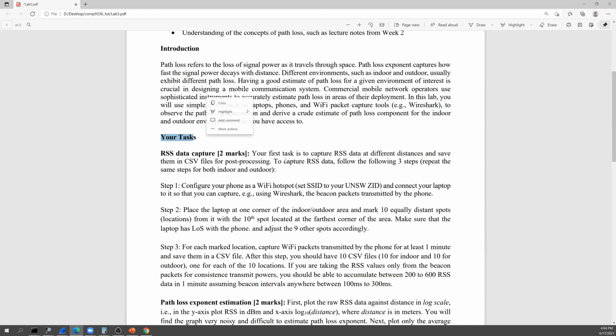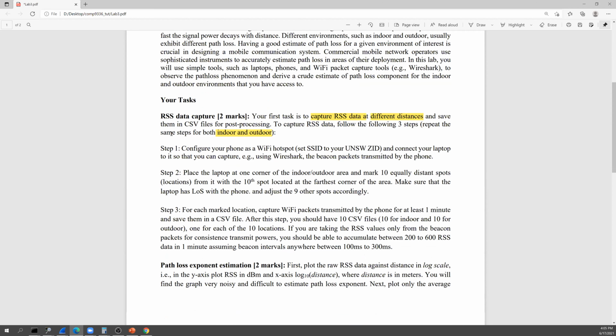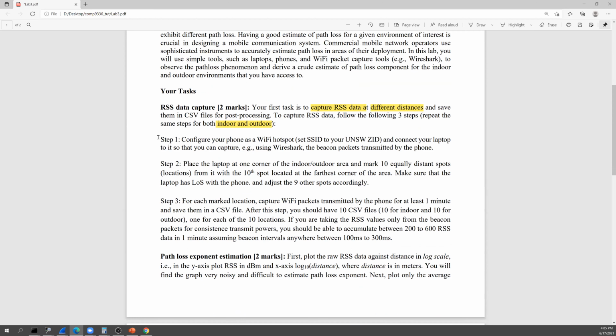So our first task is to capture the RSS data. But this time is a little bit different because we are not capturing a single data set. We are going to capture different data sets at different distances. We need to capture 10 for indoor and 10 for outdoor, so 20 in total. There are 3 steps to tell you how to do that.